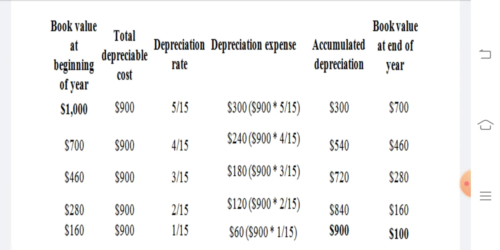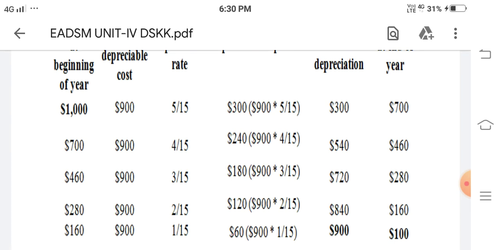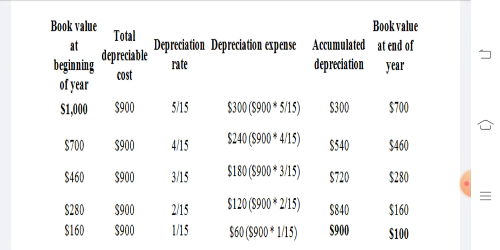The book value at the end of the first year is 1000 minus 300, which is 700, the same as the book value at the starting of the second year. Now 4 by 15 of 900, that is 240 rupees, is the depreciation expense for the second year. Subtracting 240 from 700 gives 460 rupees as the book value at the end of the second year, the same as the book value at the starting of the third year. For the third year, it is 3 by 15 of 900, which is 180 rupees, as the depreciation expense for that third year.